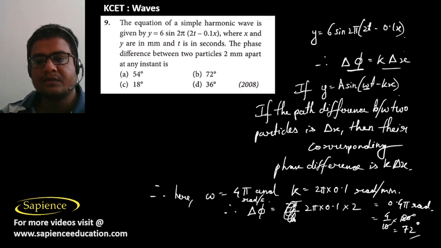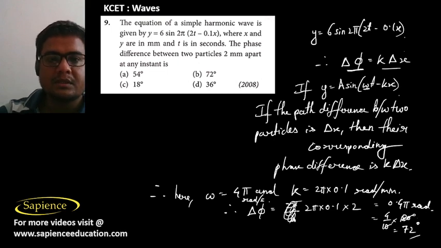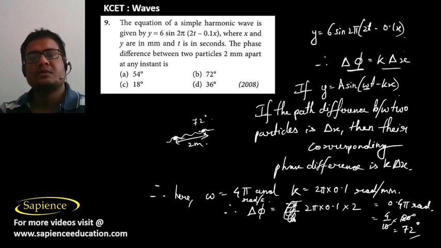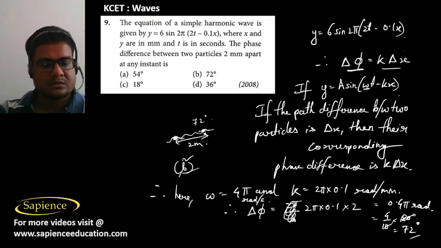So the phase difference between those two particles which are at a distance of 2 millimeter apart, the two particles in the wave, they are 2 millimeter apart, so their phase difference for the wave will be 72 degrees. So option B is the correct answer.